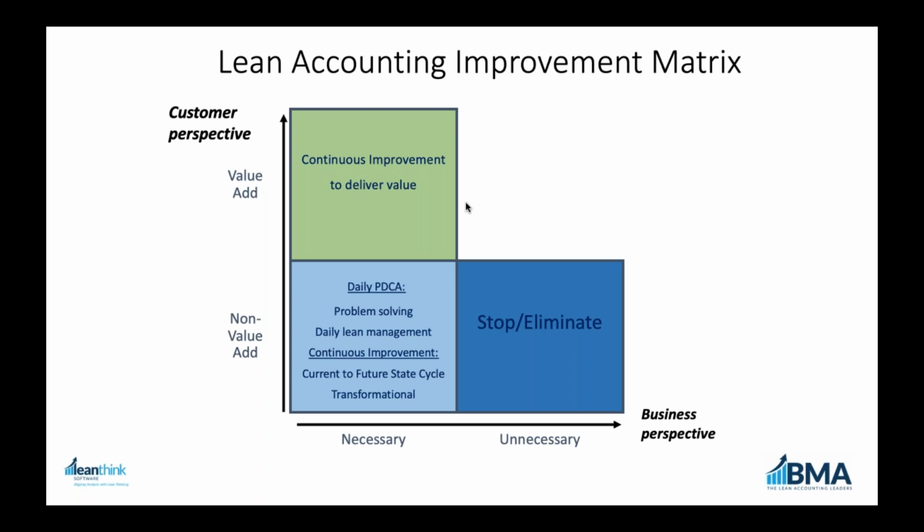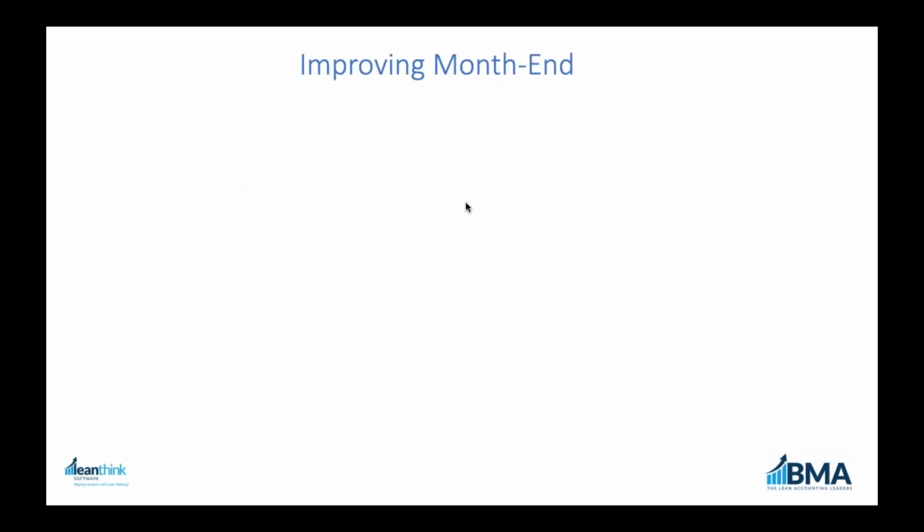And there are simple things. If the waste is apparent and visible, just stop doing it. If the waste is a little more complex in terms of how to solve the problem, that's where you go through the continuous improvement cycle and come up with different types of solutions and see which one works the best. I want to talk a little bit about month end, and then we're going to look at some other accounting activities.